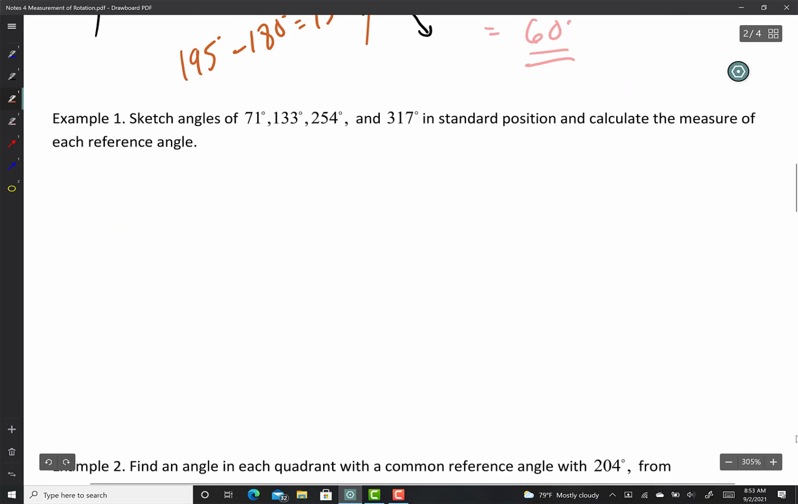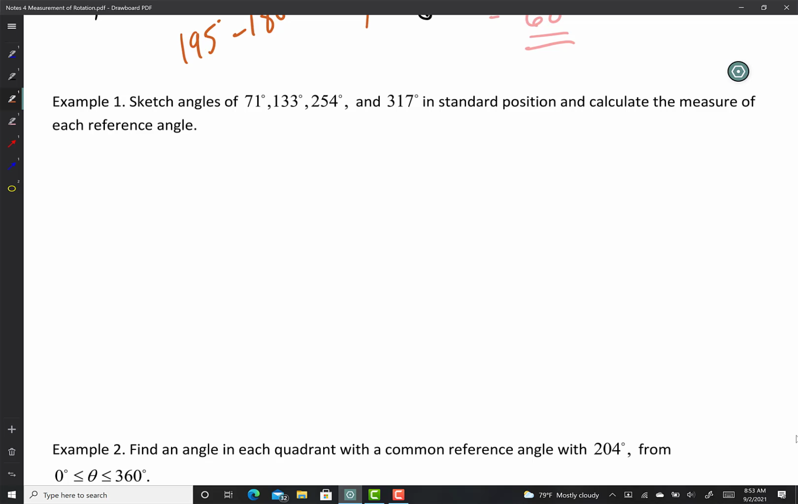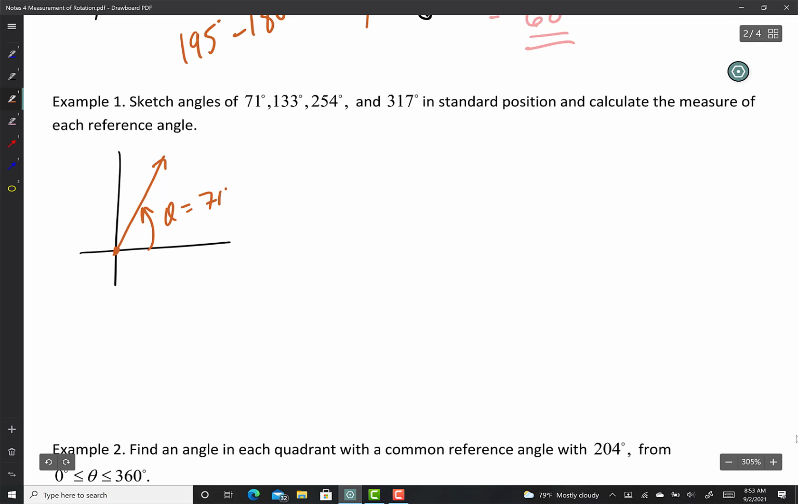All right, here we go. Example 1. Sketch angles. These are the angles they want me to sketch. So here we go, grid. I'm going to exaggerate quadrant 1, which just means zooming in on quadrant 1. It says 71 degrees. So here's 71 degrees. Theta equals 71 degrees, in standard position. Calculate the measure of each reference angle. What's my reference angle on this one? Same thing, 71. We're okay with that one? All right, we got that one out of the way.